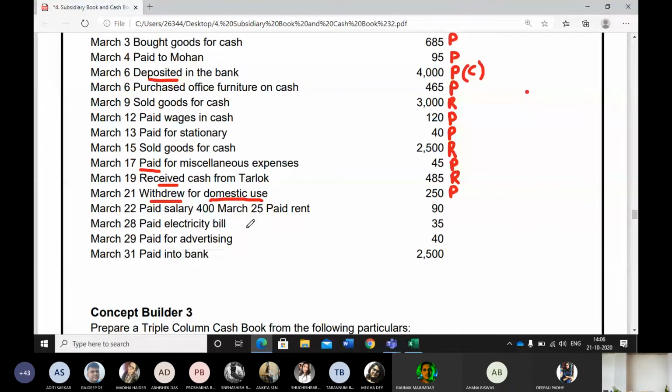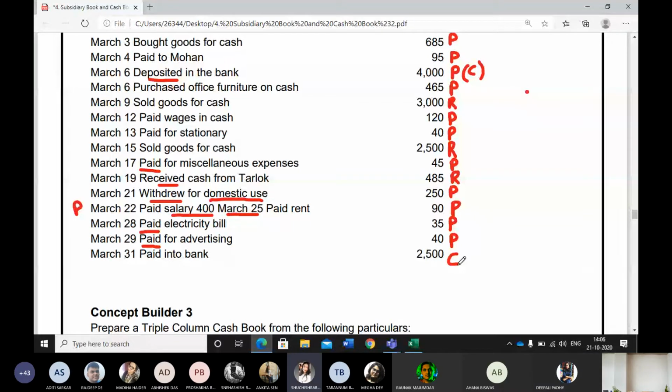You have withdrawn the money. Now there are two transactions that were misplaced. One was paid salary 400 on 22nd. It's a payment. And on 25th March, paid rent 90. Payment. Again, paid electricity, paid advertisement, both are payments. And last, again paid into bank. Again a contra entry, sir.